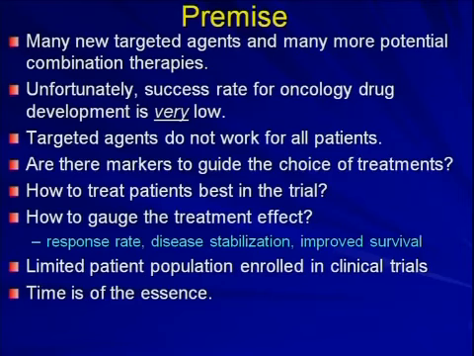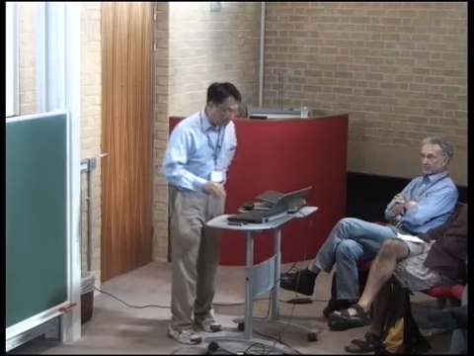The big question is, are there markers to guide the choice of treatments? We also want to treat patients best in the trial, and we would like to know how to gauge the treatment effect, if there's any, whether we should use the response rate, disease stabilization, or improved survival. And in clinical trials, even though there are lots of cancer patients, overall only about 5% of the patients are enrolled in clinical trials. So there's a limited patient population, and time is of the essence.